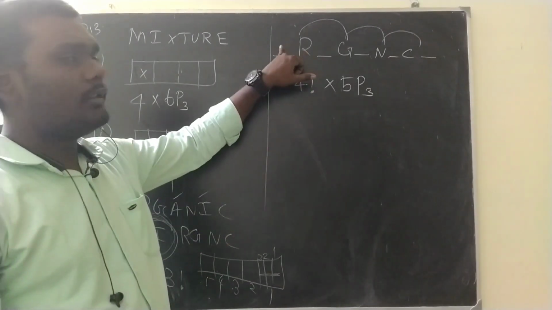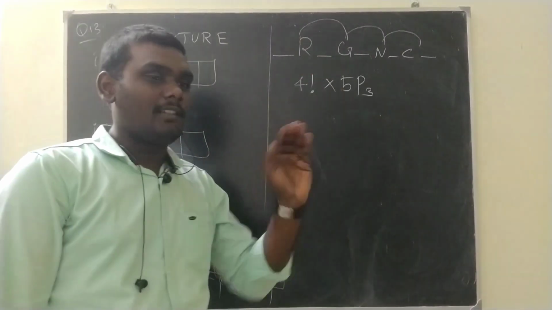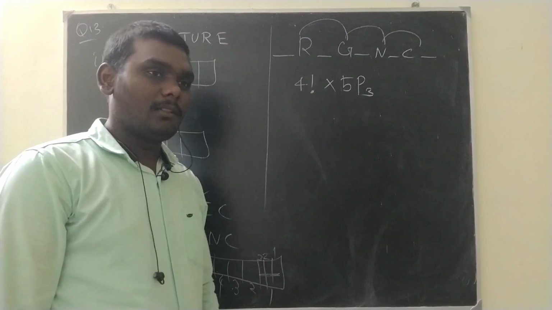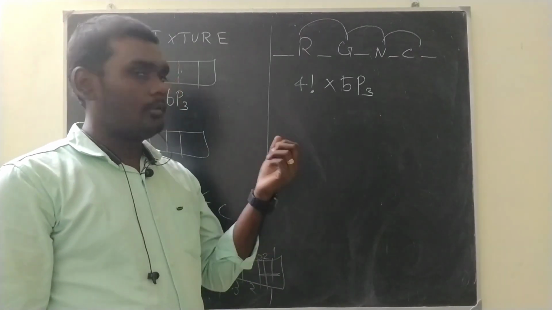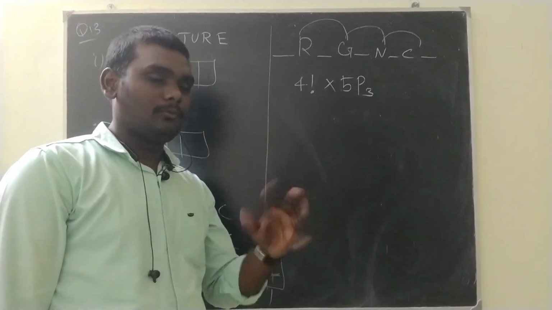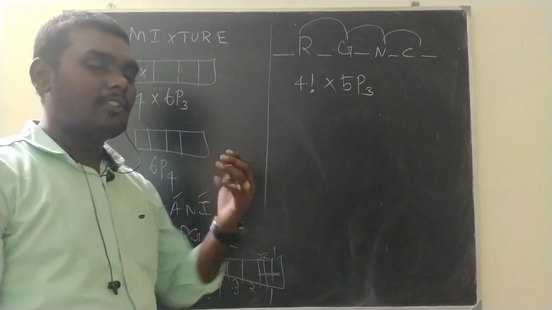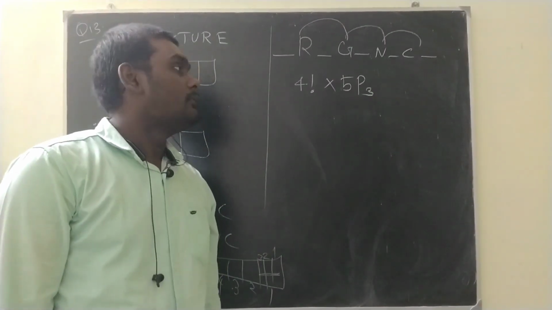Three vowels can come, one vowel can come here, one vowel can come here. Together, not adjacent. No two vowels come together means what? No two vowels means any two among the 3 available. Any 2 if you take, that should not come together. That is the meaning. Okay.